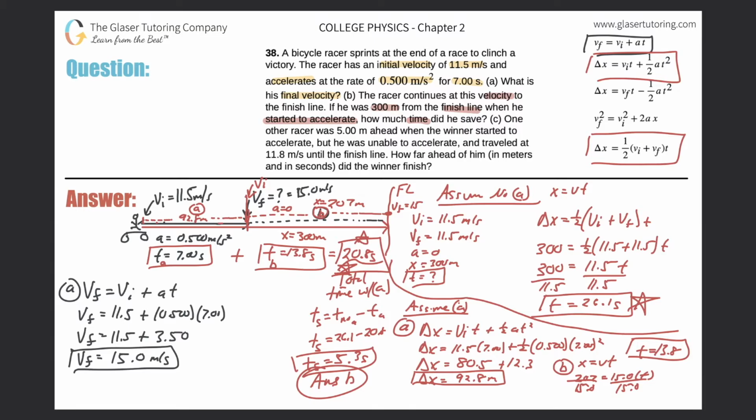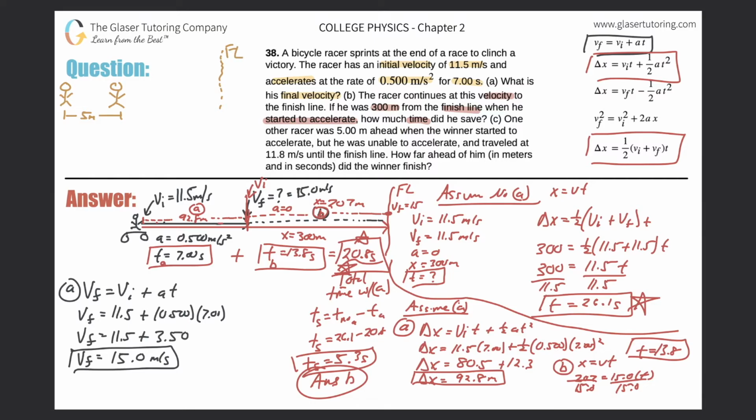Either my brain is fried at the moment or this question isn't making too much sense. One other racer was 5 meters ahead of when the winner started to accelerate. Let me draw a little sketch in the upper left-hand corner. Here we have a racer. He was 5 meters ahead when the winner started to accelerate, so I assume the winner came from behind. This distance is 5 meters, they're separated, and I'm thinking the finish line will be somewhere over here.